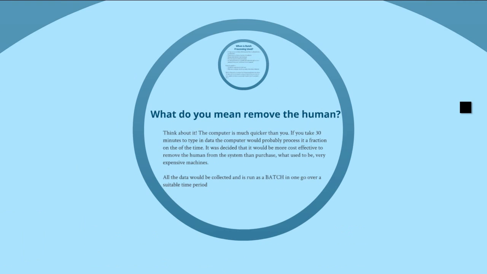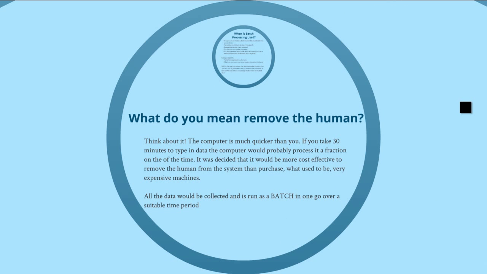So what do we mean by that? Think about it. The computer is much quicker than you. If you take 30 minutes to type in data, the computer will probably process it in a fraction of that time. It was decided that it would be more cost effective to remove the human from the system than purchase what used to be very expensive machines. All the data will be collected and is run in a batch in one go over a suitable time period.